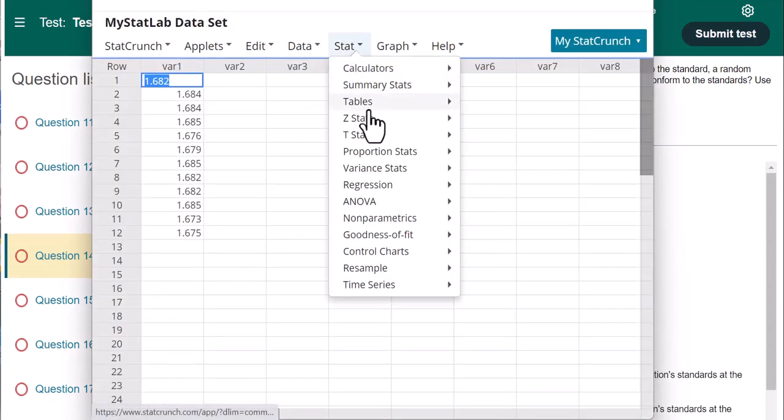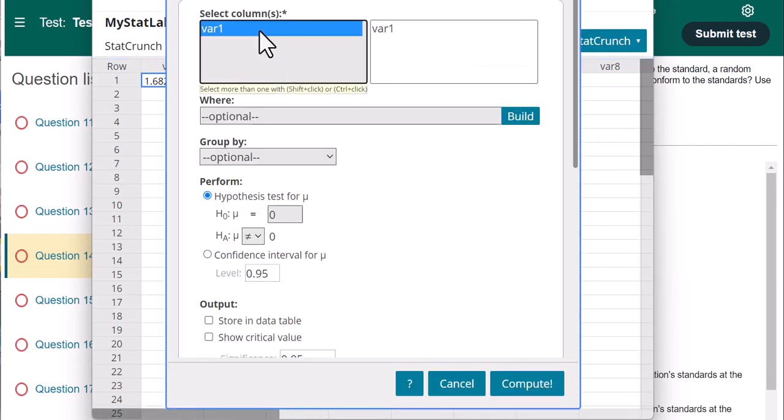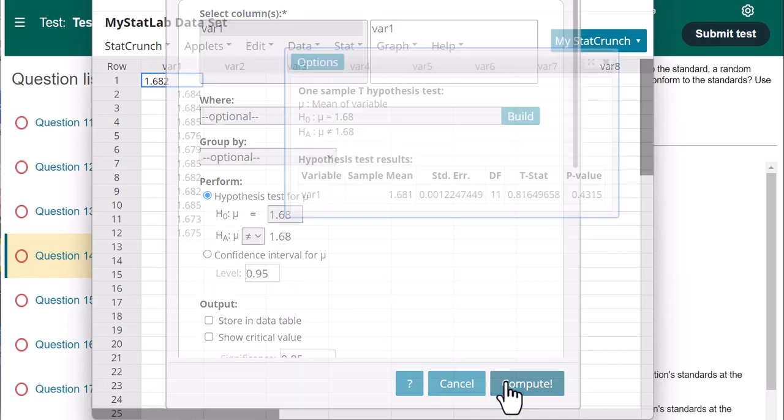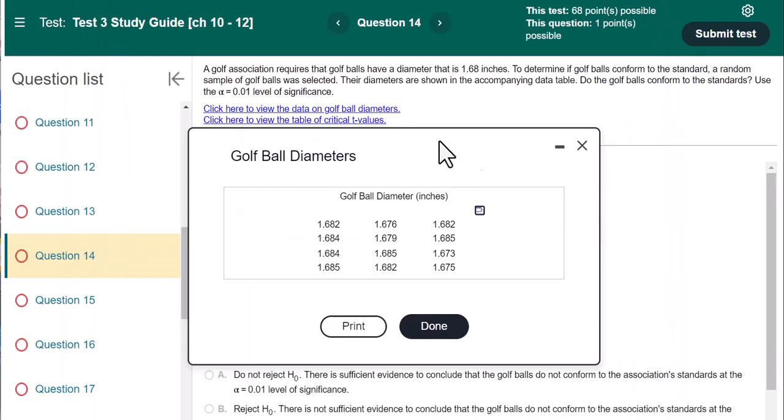You go to Stat, T Stats, one sample with data, select your data set, go to the null hypothesis. We're testing against 1.68. That should be not equal because that's what we're doing. Hit compute, and you get the test statistic and the p-value. And look, guys, the p-value is huge. It's 0.4315.